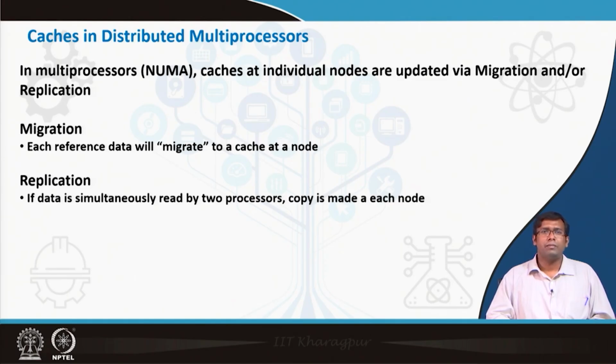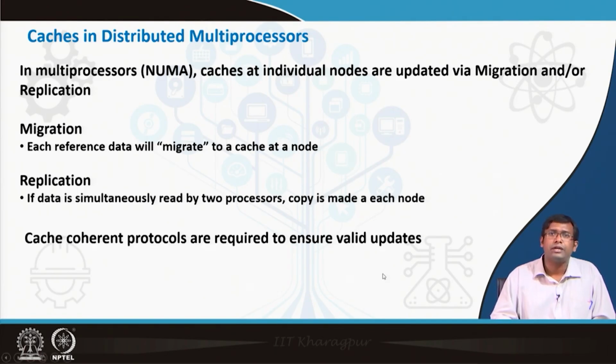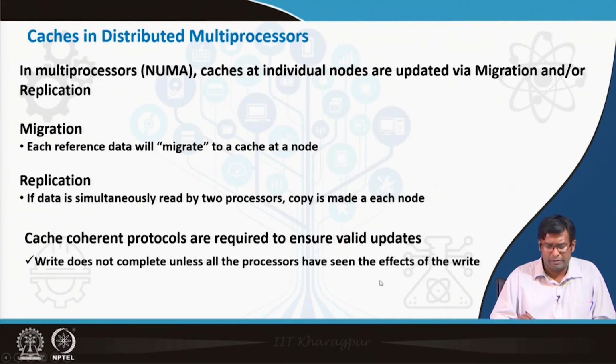From each of the reference data from one processor, the data will go to the cache also. And if data is being simultaneously read by two processors, then copies will be made at each node, which is called replication. These are used for ensuring proper cache access in distributed multiprocessors on NUMA. And cache coherence protocols are again required to ensure that the updates are valid, so nobody is overwriting something which should not be overwritten, and none of the variables should reside differently in different caches.